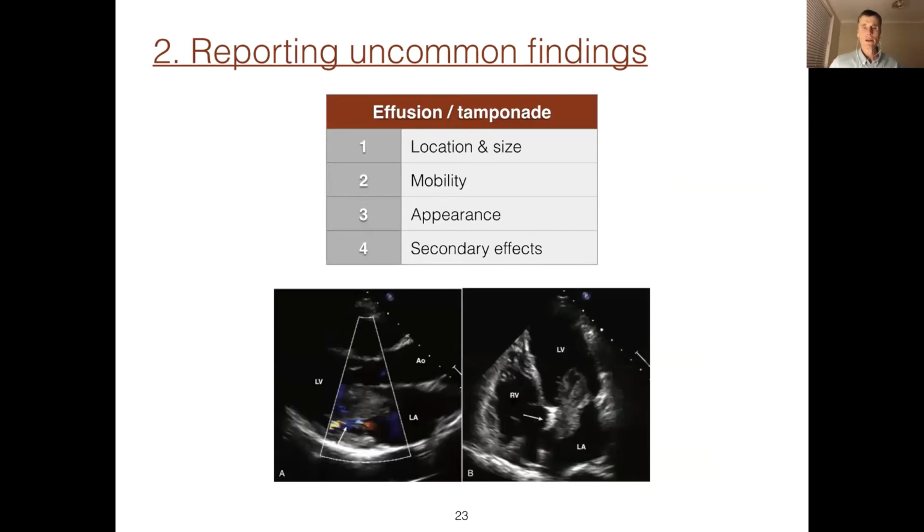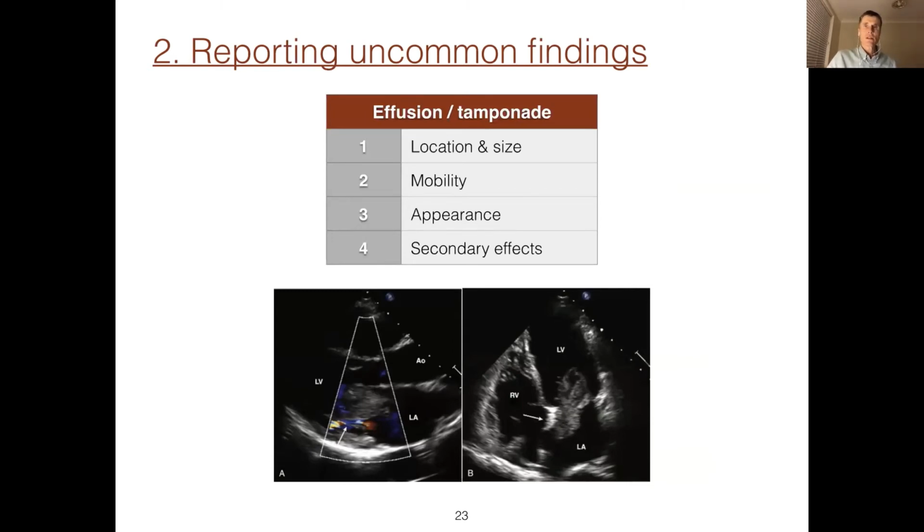Another thing that you want to mention is its size, its mobility, its appearance, and secondary effects. So unlike the others, there are really 4 things that you want to keep in mind here. So the location, which chamber is it in, or what valve is it most closely associated with? Is it mobile?